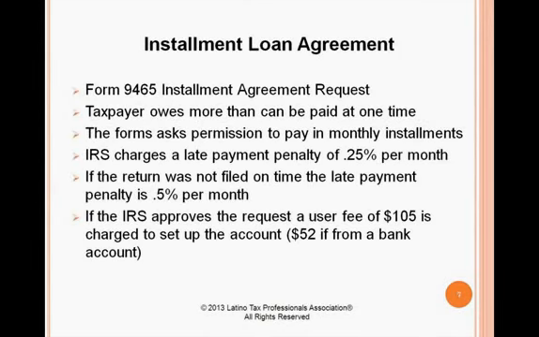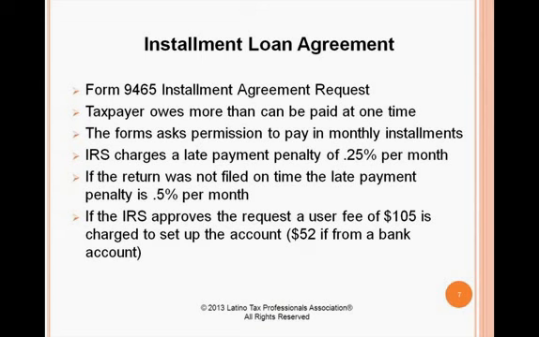Now again, if you know you have a balance due and you cannot pay it in full by April 15th, then Form 9465 is a good way to go, and it's an installment agreement request. And that's important to understand. It's just not an automatic thing. Obviously, the IRS will grant most requests, but the taxpayer owes more than can be paid at one time. The form asks permission to pay in monthly installments. You can determine the amount of each payment and when you want it to become due.